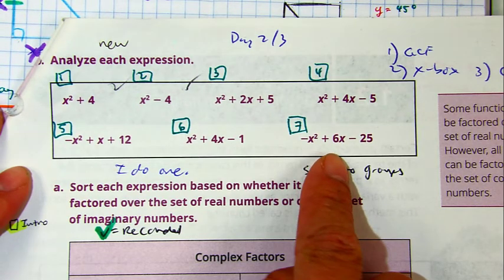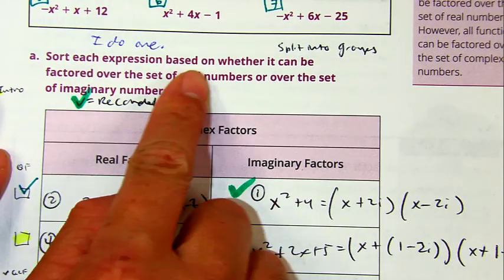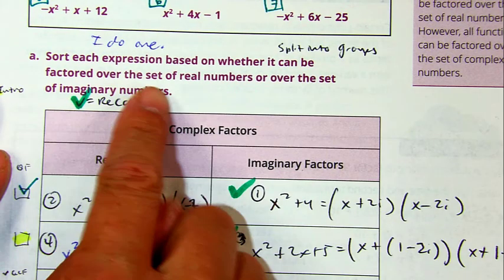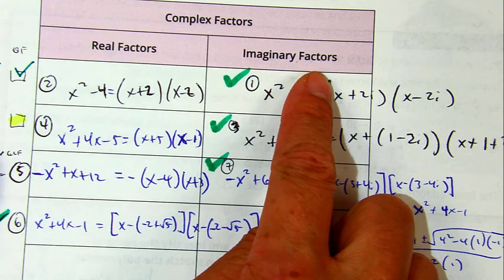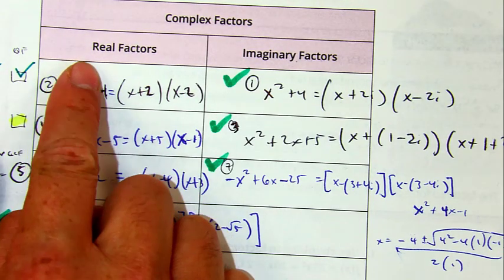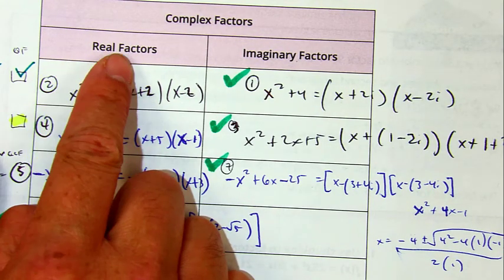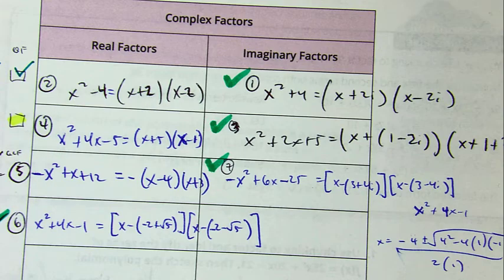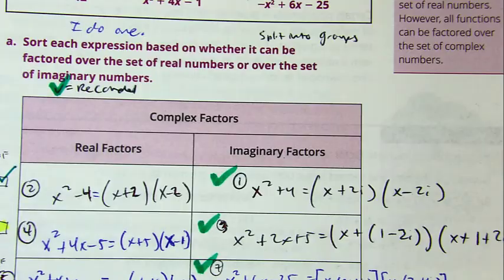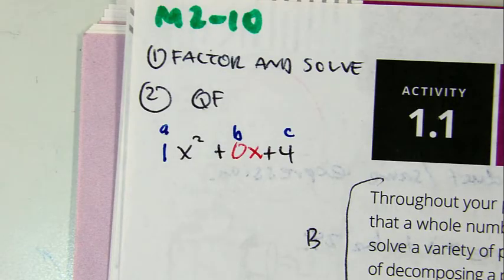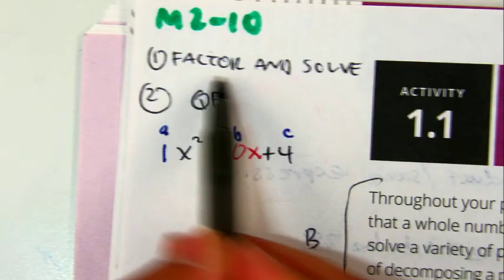And then what you're supposed to do with those 7 is sort each expression based on whether it can be factored over the set of real numbers or over the set of imaginary. So if you have an i in yours, it's going to be imaginary, and if you don't have an i, then it's going to be real factors. That's what the students were asked to do for those problems. You were asked to factor and solve.